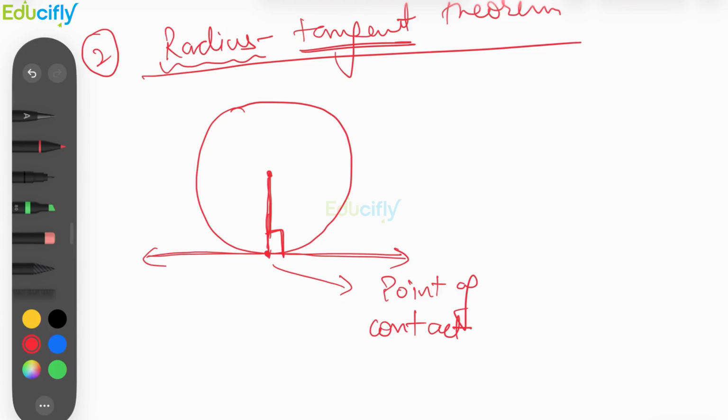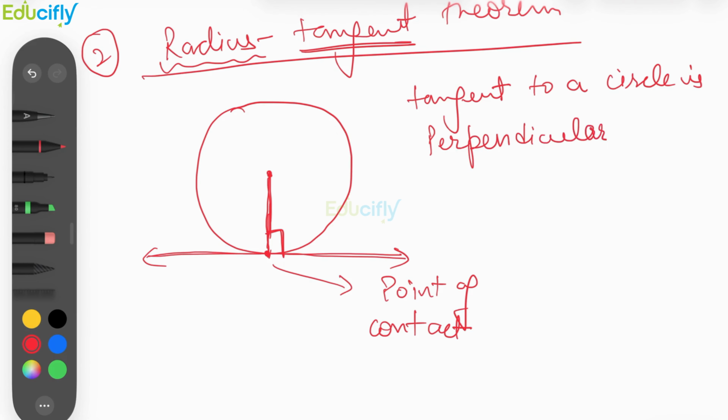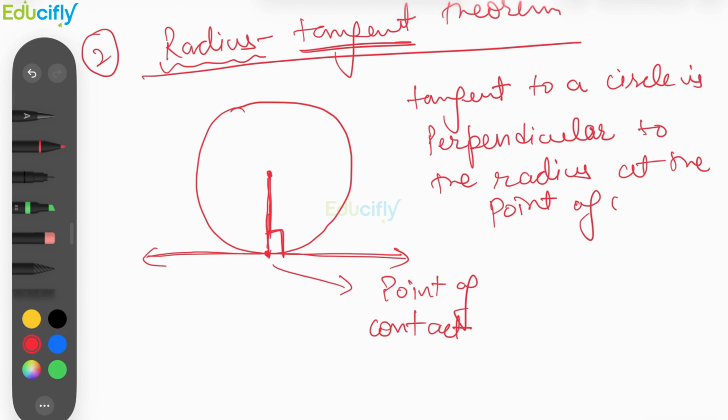So if I am going to write the full statement here: a tangent to a circle is perpendicular to the radius at the point of contact. That's how it should be. Let me just take a quick example.